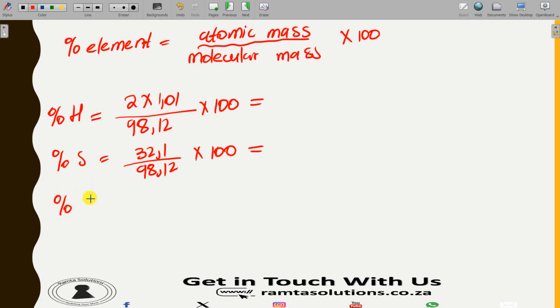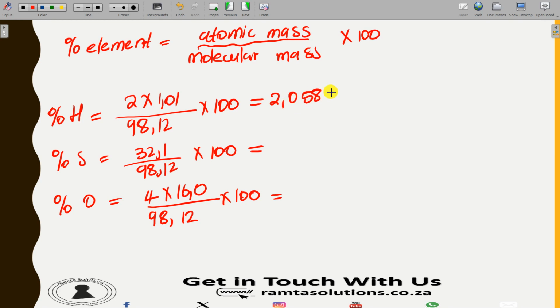Then we look at oxygen. We had 4 oxygen atoms. So 4 times 16.0 over 98.12, all multiplied by 100. Okay, so let's see. We have 2,02 over 98.12 multiplied by 100, of course. What do we get? I'm not rounding off as yet, we get 2,05870 and so on %, isn't it?